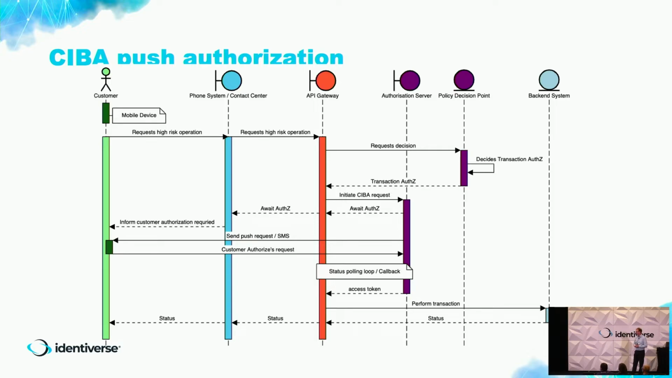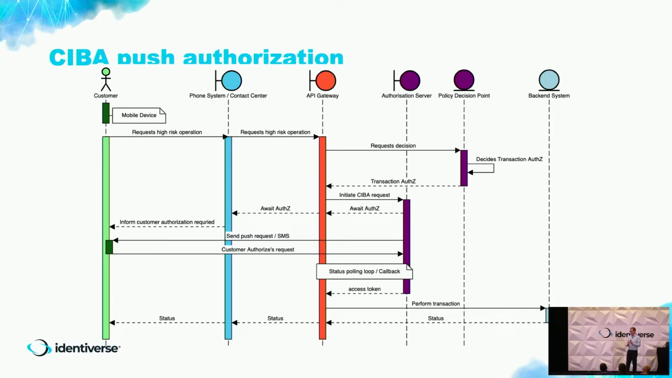So the customer in this case has already rung up. We've done the initial authentication, and we then try to do a high-risk transaction. The customer tells the agent, transfer the £1,000 to Greg. The contact center system makes the API call to the API gateway, and that then says, great, I've received a request for this £1,000 transfer. I'm going to call the policy decision point. For every request I make, I'm going to make an external call to the policy decision point to ask, do I allow this request to go ahead?